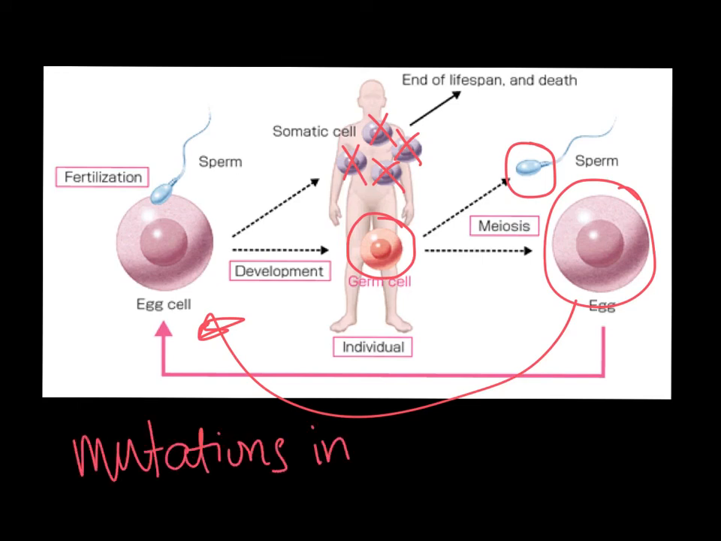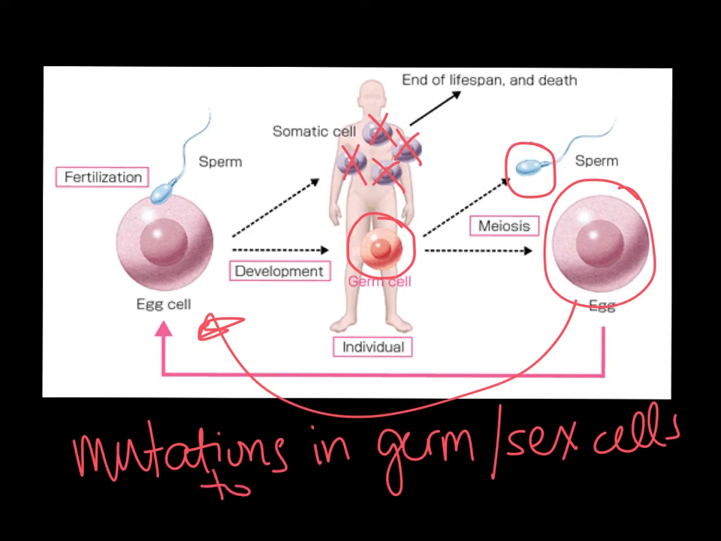So mutations must occur in the germ or sex cells in order to be passed on. And that's important to keep in mind. And then oftentimes, when we're thinking about genetic disorders, a lot of times those are not resulting from mutations that were passed on, but from spontaneous mutations that occurred maybe during meiosis or even very early on in development. So we'll be looking at all of that in about another month.